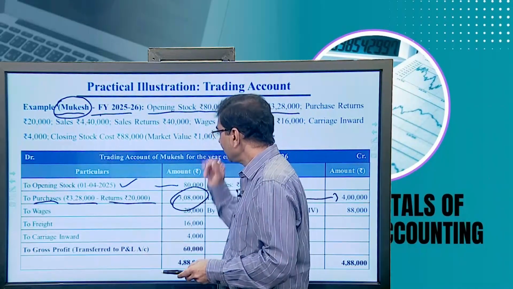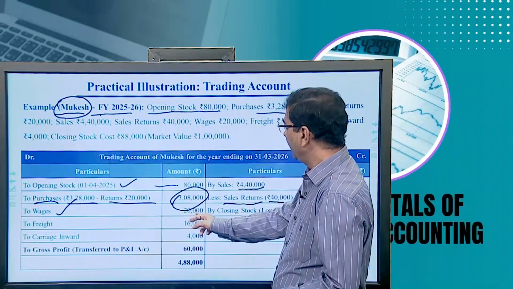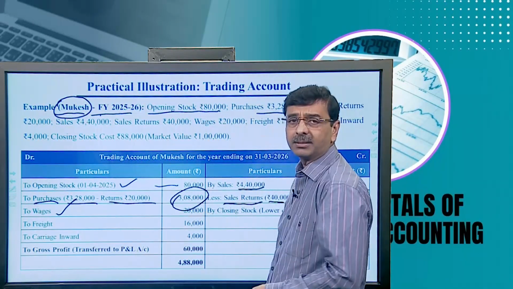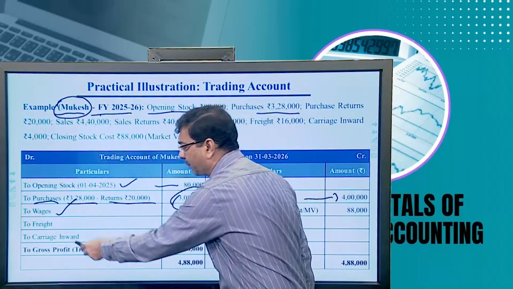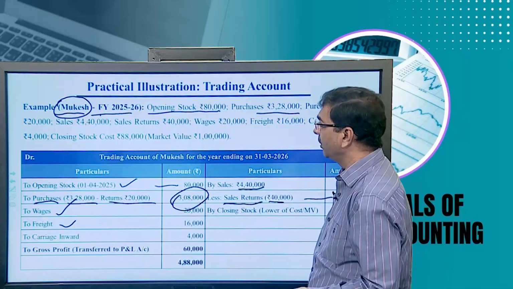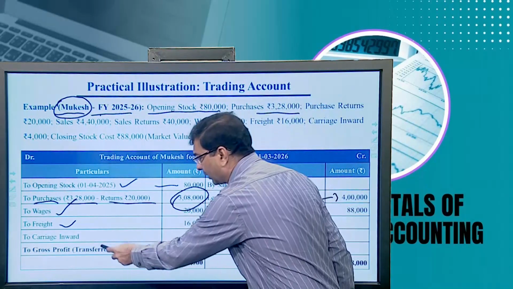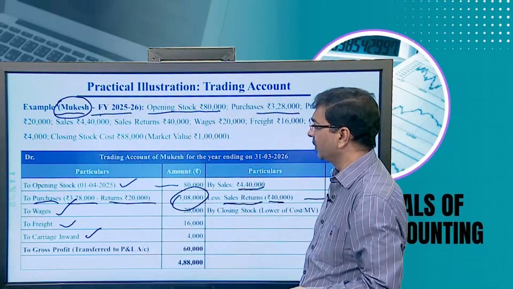Next, wages 20,000. Wages is an expense, so trading debit, wages 20,000. Freight 16,000, freight is again an expense, trading debit 16,000. Then carriage inward is also an expense, but it is a purchase expense. So carriage inward, trading debit, 4,000.